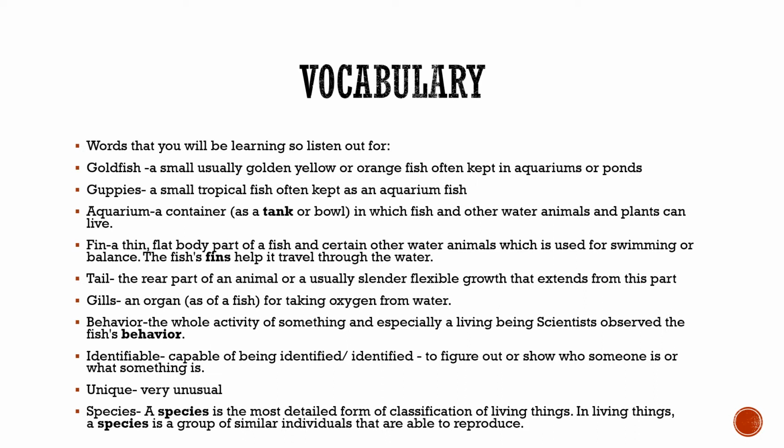Identifiable: capable of being identified, to figure out or show who someone is or what something is. Unique is very unusual. And species, we talked about that a little bit yesterday. A species is the most detailed form of classification of living things. In living things, a species is a group of similar individuals that are able to reproduce.